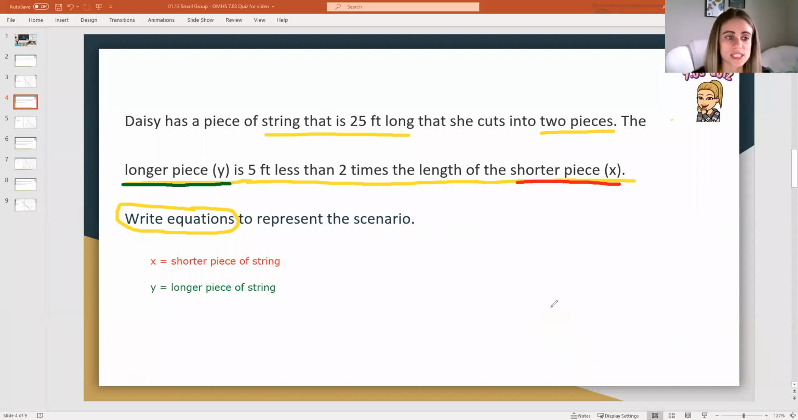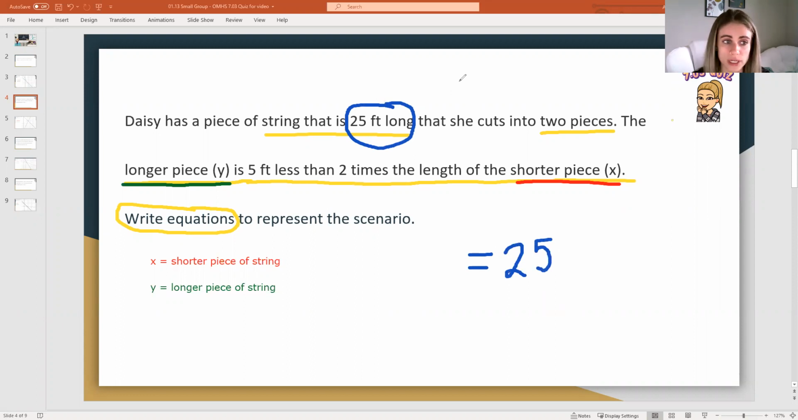Well, just like before, let's go and see if we have any totals. When I look through this, I only see one total, and that's okay. So let's just start with that equation. I notice that I have a total of a string being 25 feet long.